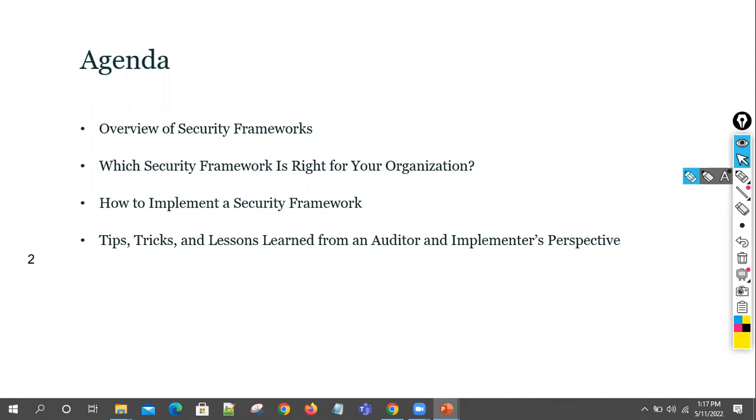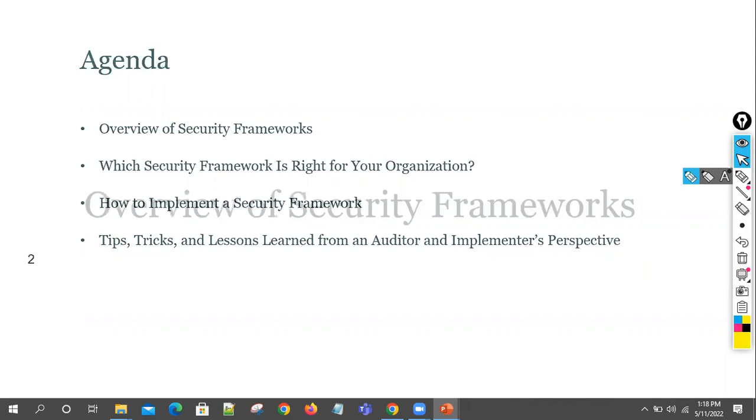The agenda of this cybersecurity frameworks session is: which security framework is right for your organization, which security framework we need to implement across the organization, how we need to implement these security frameworks, and tips, tricks, and lessons learned from the auditor and implementer perspectives.